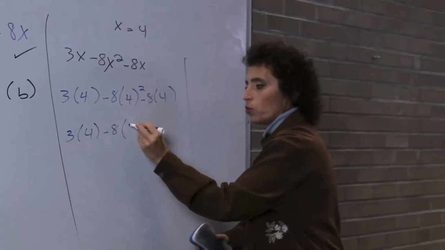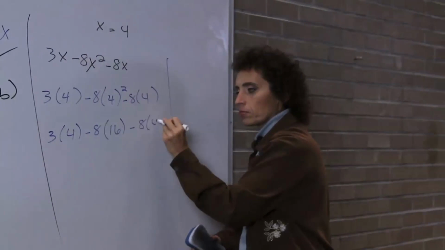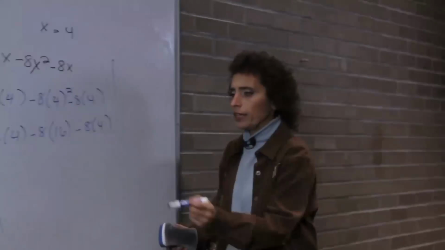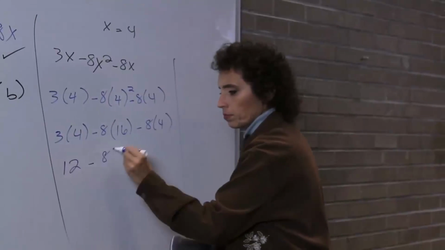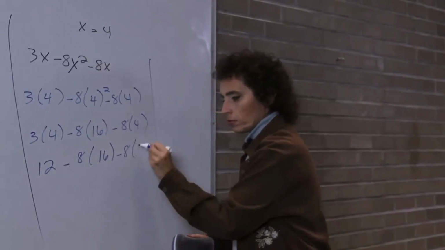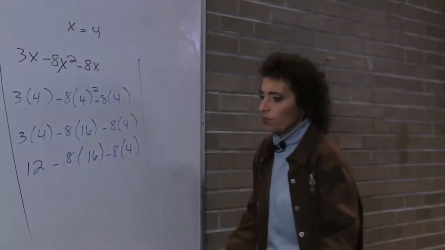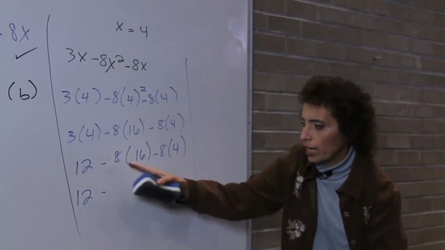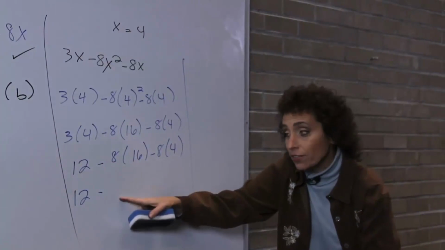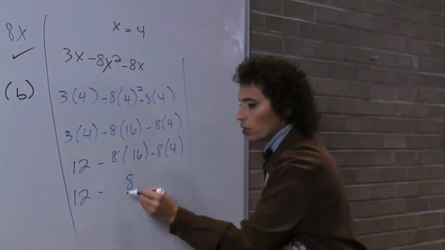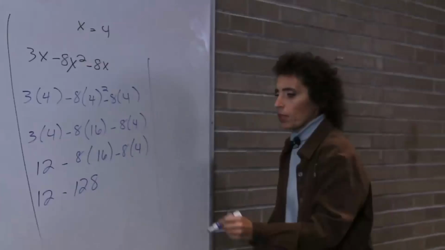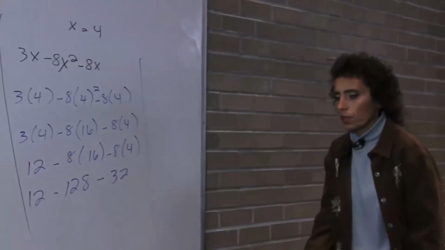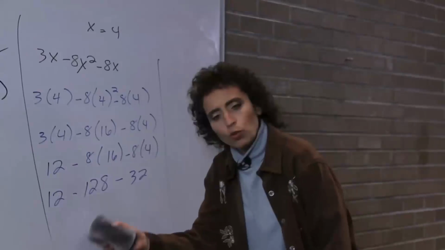This is 4 squared, which is 16. Okay. Now, we have only multiplication, so we're going to go left to right. So this is 12. Okay. Multiplication, 12 minus 8. Negative 8 times 16 is a negative because a negative times a positive is a negative. 8 times 16 is 128. And a negative times a positive is again a negative. That's 32. So I have 12, but I owe you 128.